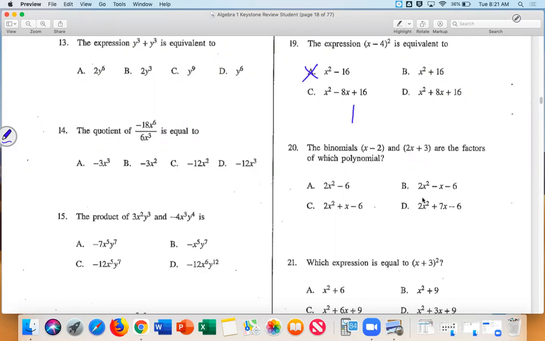Now, if I draw the box, it's X minus 4, X minus 4. This would give me X squared, and this would give me +16. And each of these would give me -4X. And here's the thing: with most of these, unless one is positive and one is negative, I'm going to have 3 terms. So I'm already leaning towards C or D anyway. Now with this -4X and -4X, that's going to be -8X. So the answer is C.